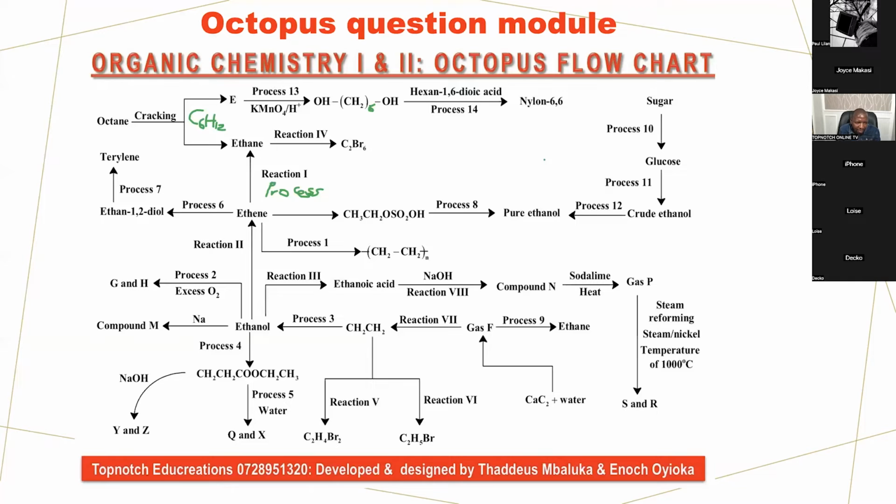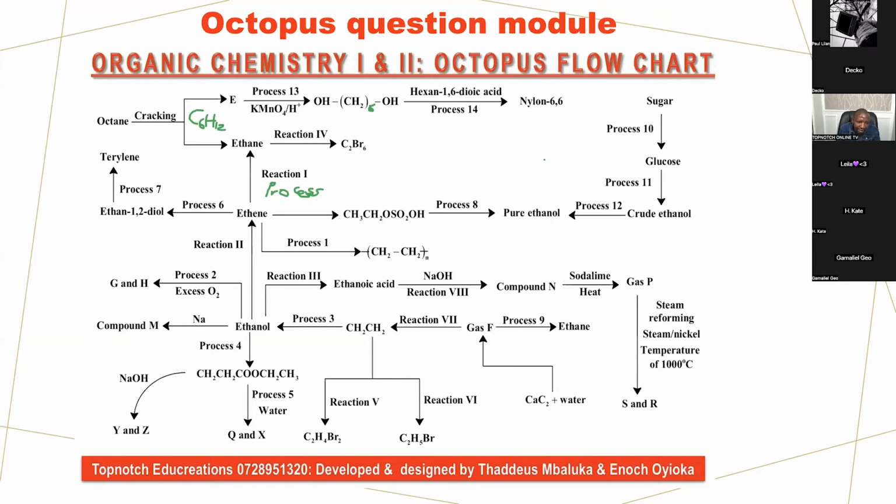Ethanol plus sodium, we have a compound M, which is what? Sodium ethoxide. What is sodium peroxide? Sodium hydroxide. Oxide. Perfect. Then we continue. But remember, if it was magnesium hydroxide, you need to know the formula of magnesium hydroxide and how to write it.